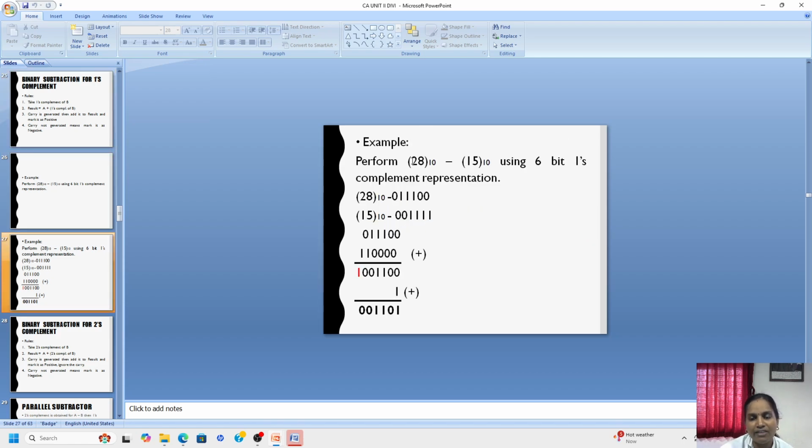If they give us a decimal number, you first need to convert that decimal number into a binary number. After the conversion, you may directly apply subtraction. Before that, you need to convert the given number, the 15, into a 2's complement number. Then you directly add it with the 28. The final answer will be the answer of the above sum.